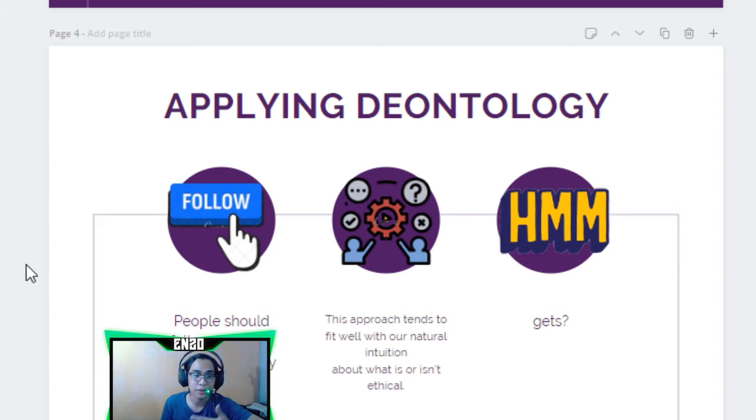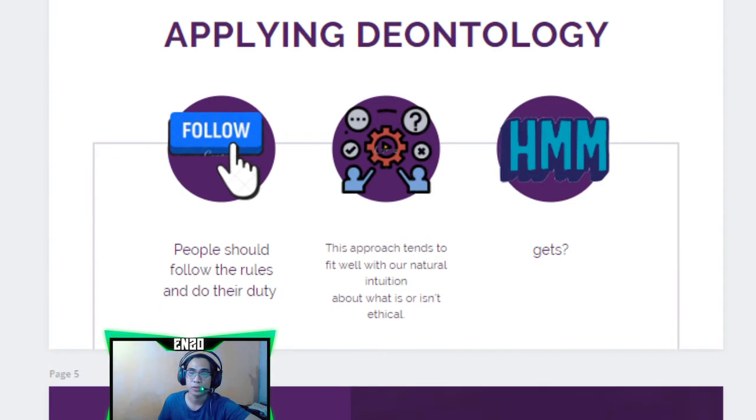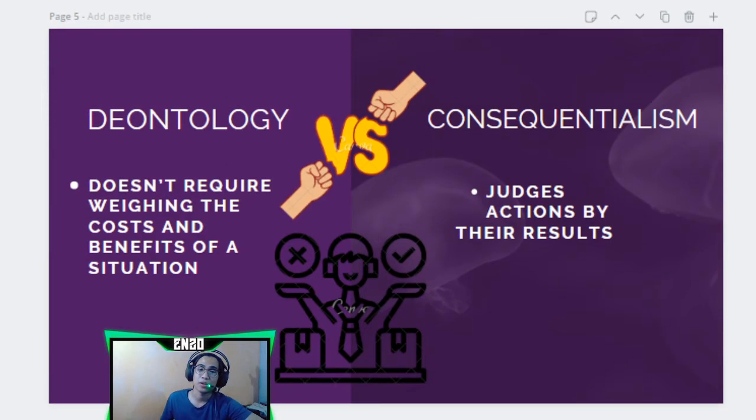When it comes to applying deontology, people should follow the rules and do their duty. This is the basic way to apply deontology. People should just follow the rules and do their duty. This approach tends to fit well with our natural intuition about what is or isn't ethical. Do you get it? So, having a contrast between these two.